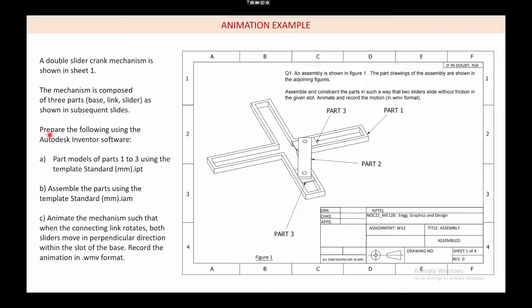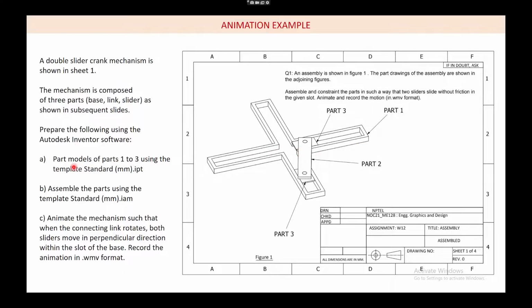The assembly is shown here, showing how the parts are assembled together. There are 2 part 3s, and then there is part 2. This is the base. We have these 2 sliders, and a link which connects these 2 sliders. If we rotate this link, the slider moves, or in the same way if the slider moves, the link will start to rotate. So we can create this animation. We'll do that in this example.